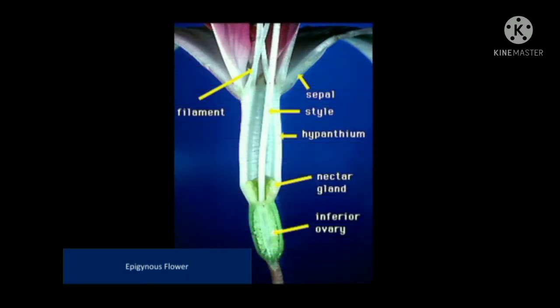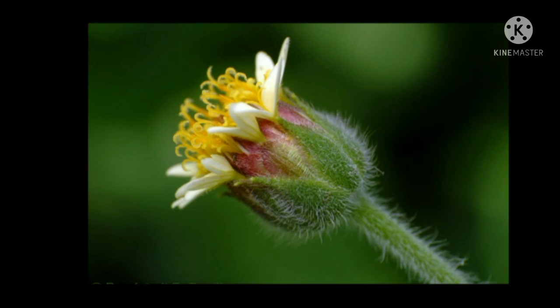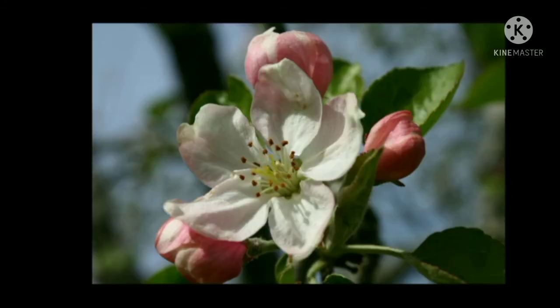Next type of flower is epigynous flower. The word epigyny means above the gynoecium. In this type, the ovary is inferior and the thalamus completely encloses the ovary. So the thalamus is a deep hollow cup shaped and all other floral whorls are arranged at the rim of the thalamus. It is seen in flowers like tridax and apple.